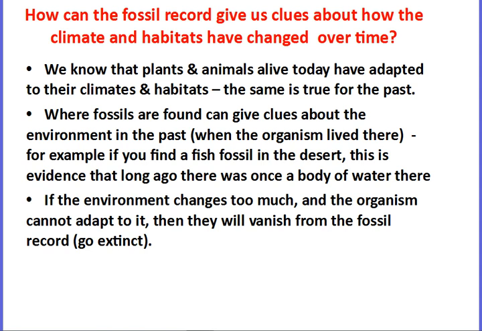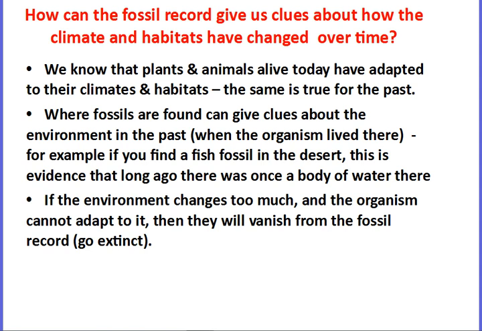So how can the fossil record give us clues about the climate and habitats and how they've changed over time? When scientists look at fossils that they find in rocks, it can give clues to the past. Was the habitat or the climate in this area the same as it is now, or was it different? We know that plants and animals that are alive today have adapted to their climates and habitats, meaning that they have certain abilities, or their bodies are adapted, or the way they deal with certain situations has allowed them to survive in whatever their climate is.